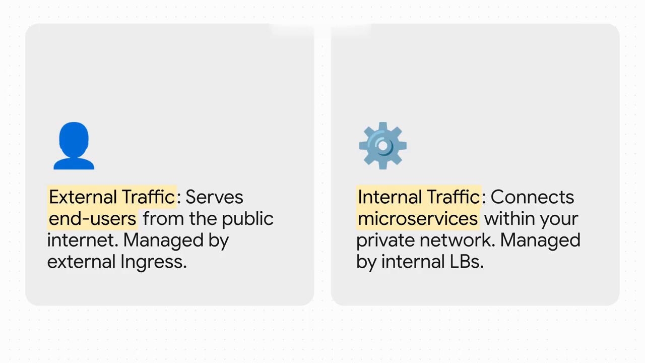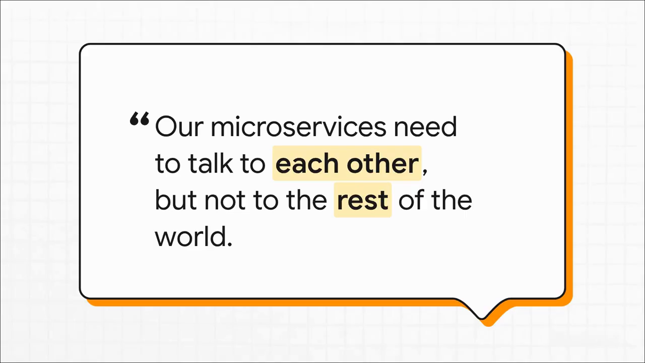Internal traffic is a whole different beast. This is our payment service talking to our user service. It should never, ever touch the public internet. It needs to be private, fast, and totally secure. This quote just sums it up perfectly. The core principle of a secure microservices architecture is to create this secure internal network, and then expose only the absolute bare minimum to the outside world. So, how do we do that in GKE?